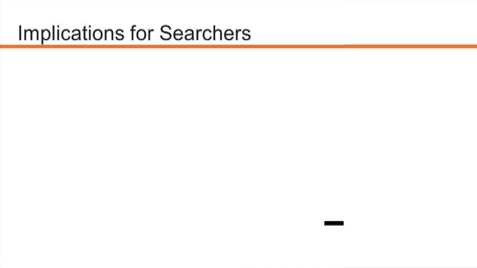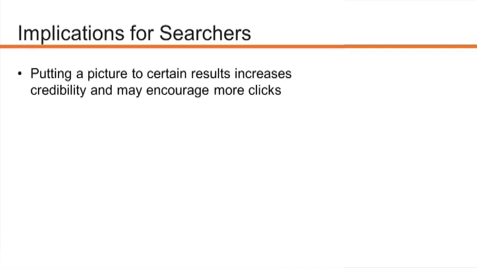Now, I want to talk a little bit about what this means for searchers because, you know, big deal. We've got a little bit of new technical code that's in place. What does this really mean? Well, there's a couple things that I think really everybody in our industry is forecasting are going to happen. First, putting a picture next to certain results is really going to increase the credibility, and it may encourage people to click on those search results more often.